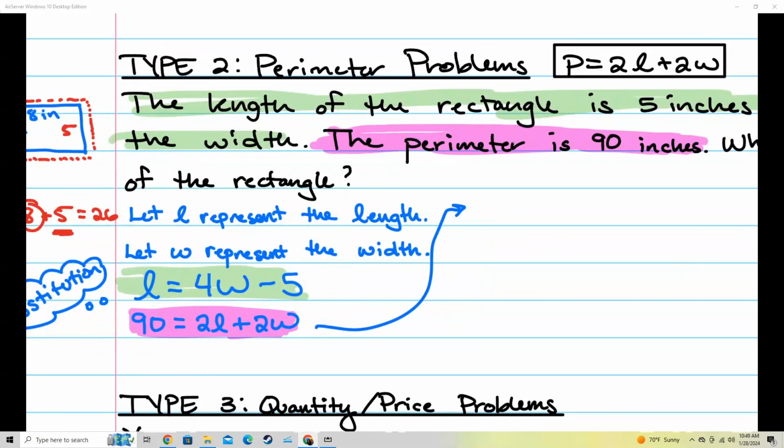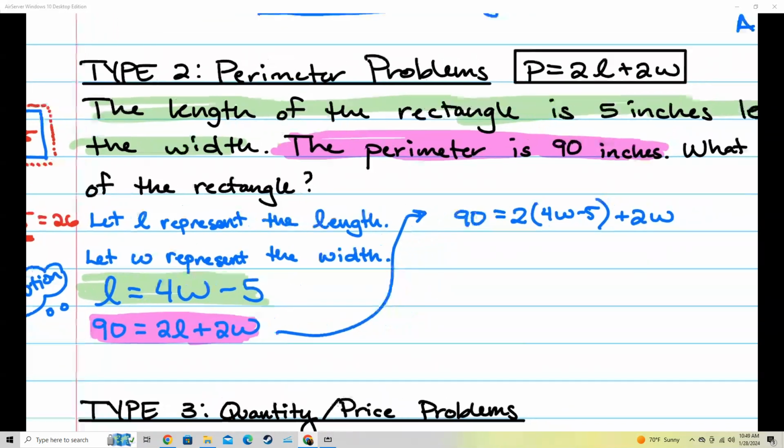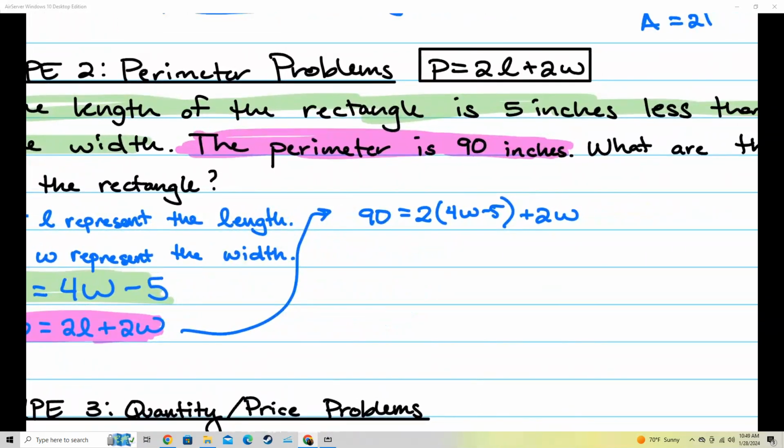And I get to write 90 is equal to 2. There's my L. Instead of L, I'm going to write parentheses 4W minus 5 plus 2W. All right, something screaming at me for it to do right now, which is distribute that 2. I get 90 is equal to 8W minus 10 plus 2W. We're going to go ahead and combine like terms. I get 90 is equal to 10W minus 10.